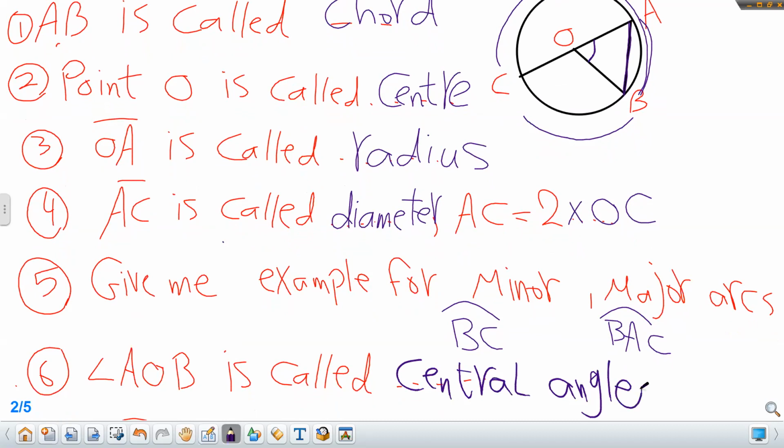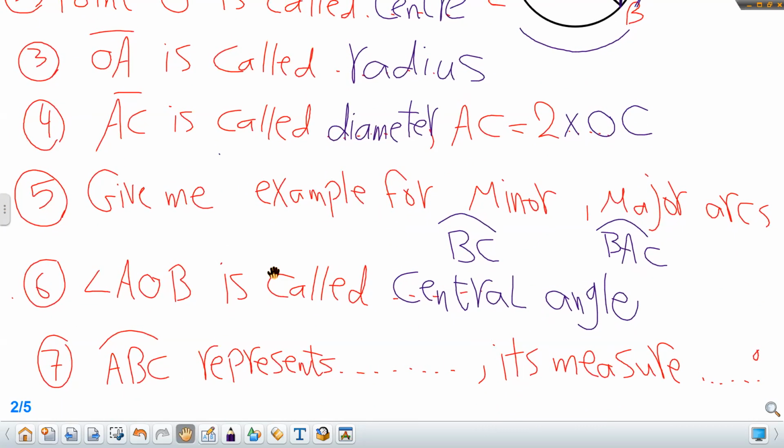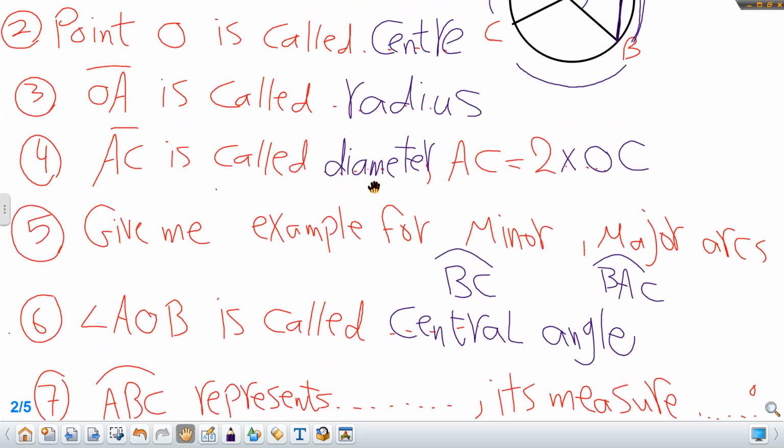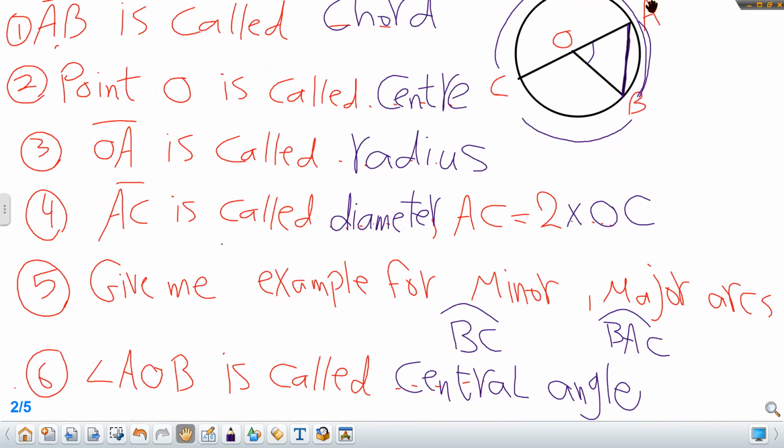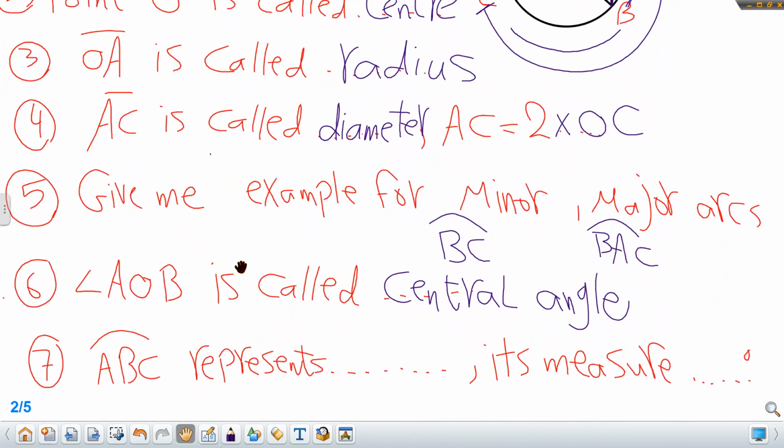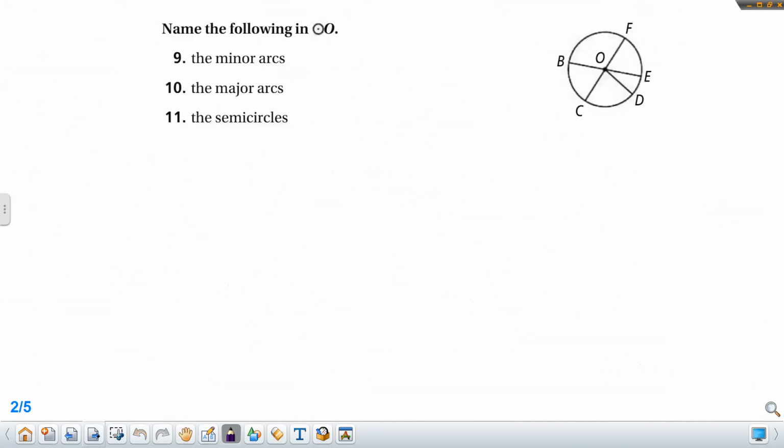Okay. The next question, number seven, and the last one. Arc ABC represents what? Yes, it's so clear. It represents a semicircle or half circle. Its measure is what? Yes, you know well. The measure of the semicircle equals what? 180 degrees, because the measure of the circle equals 360. Okay, good. The next one.